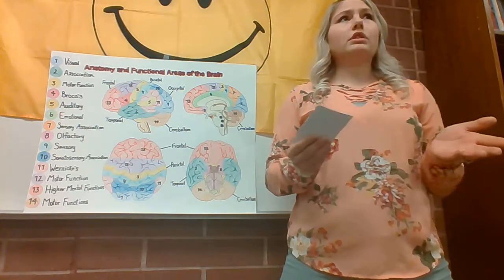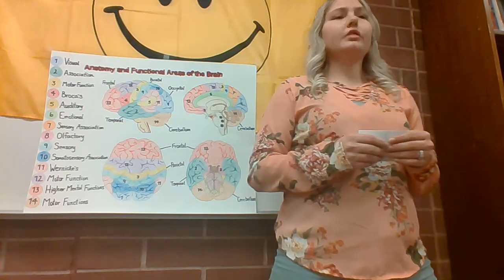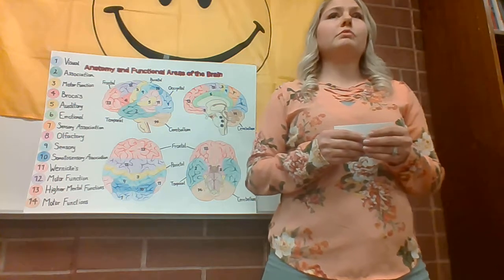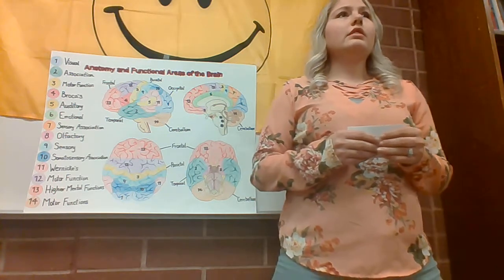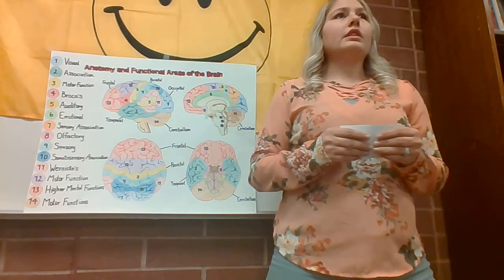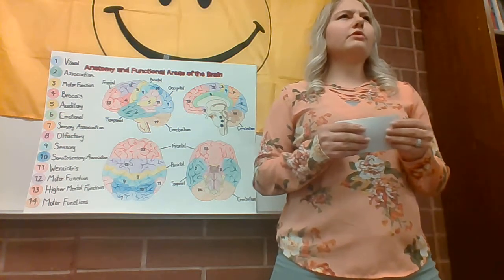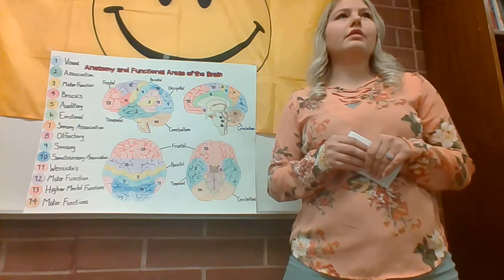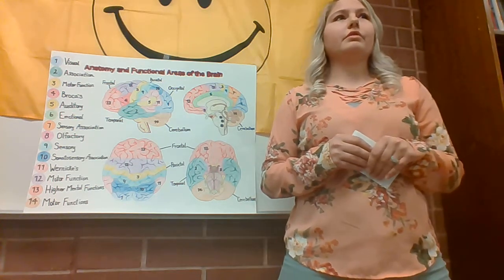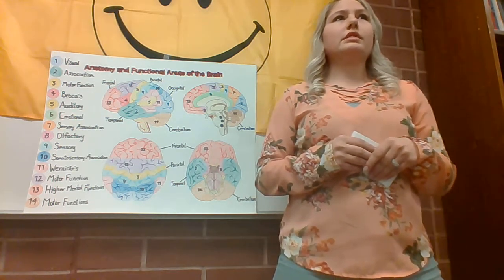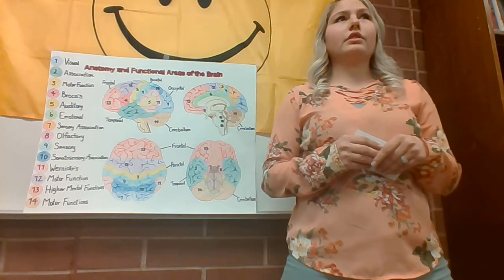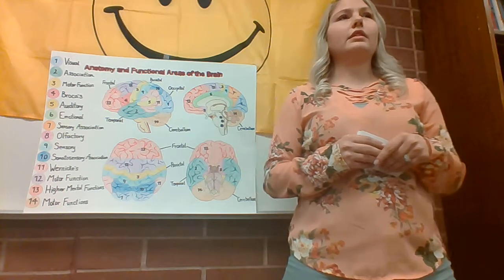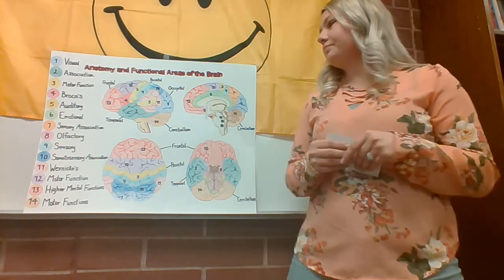So section 1 is known as the visual area, 2 is the association area, and 3 is motor function area. The next section is 4, and we have Broca's area, 5 is the auditory area, and 6 is the emotional area.